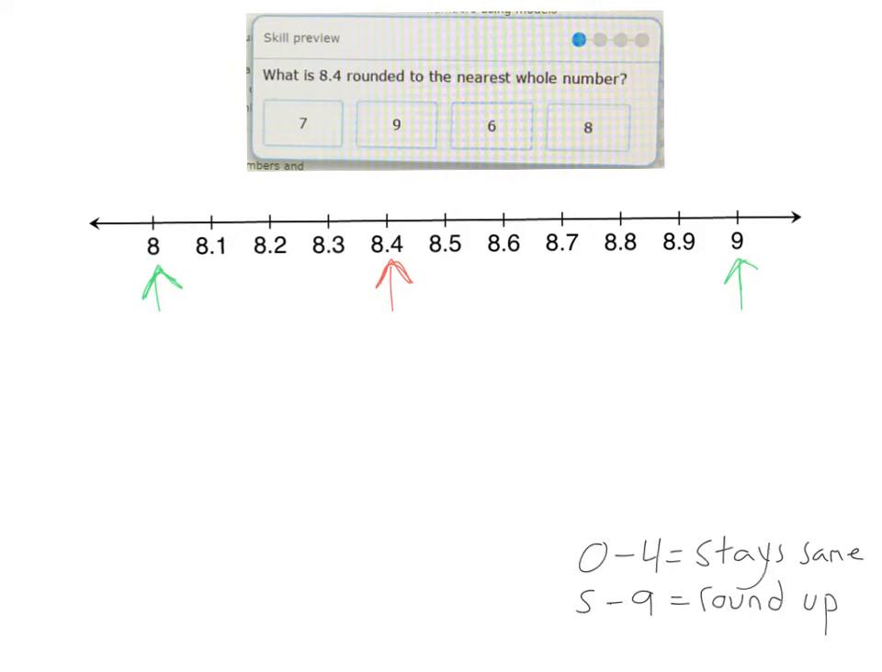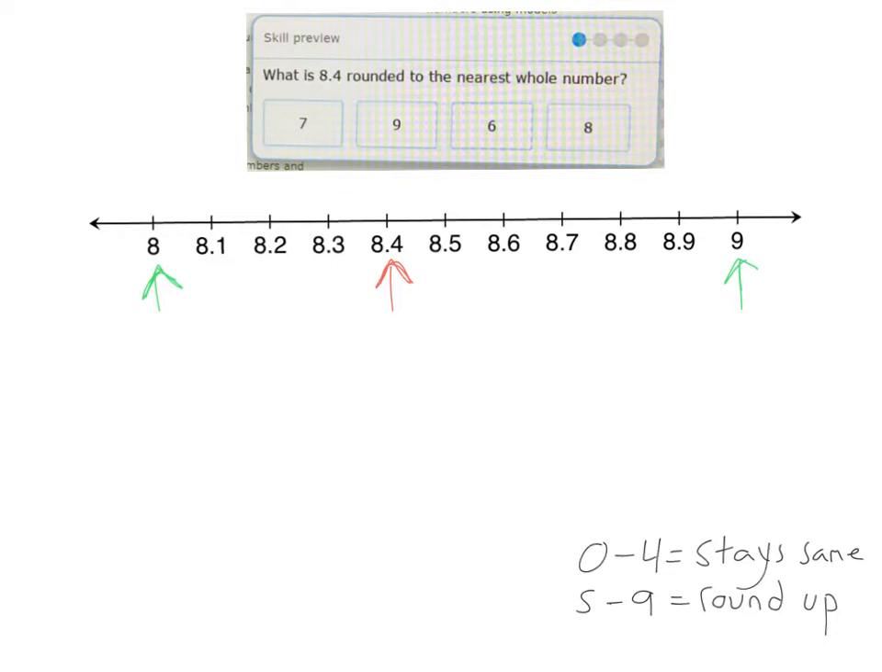In this video, we're going to be looking at rounding decimals. So this first example says, what is 8.4 or 8 4/10 rounded to the nearest whole number? Remember, whole numbers are, just like in our options here, 7, 9, 6, 8. There's no tenths, hundredths, or anything like that.